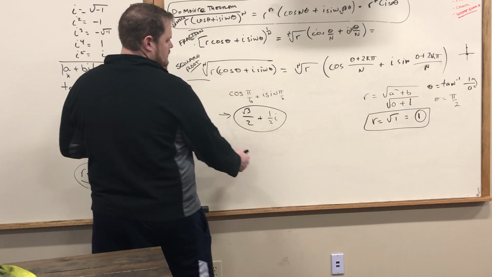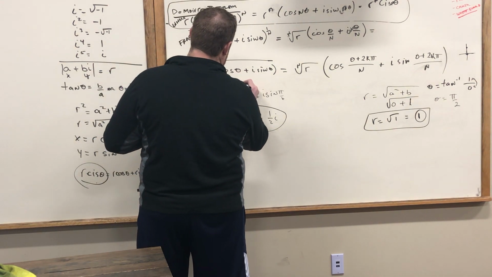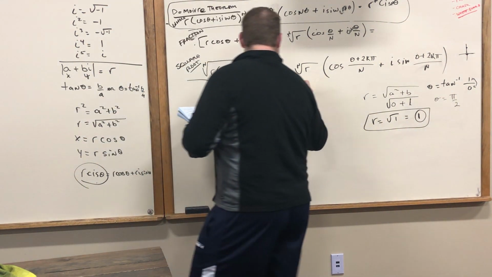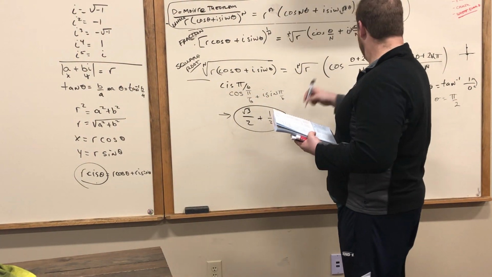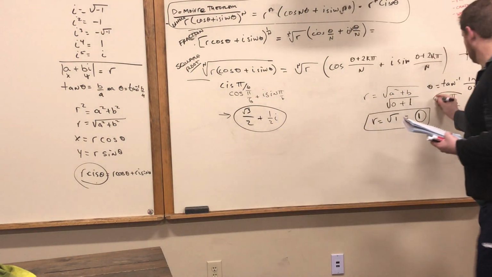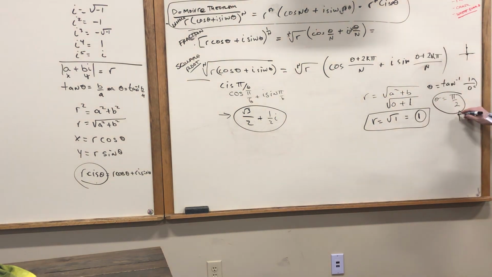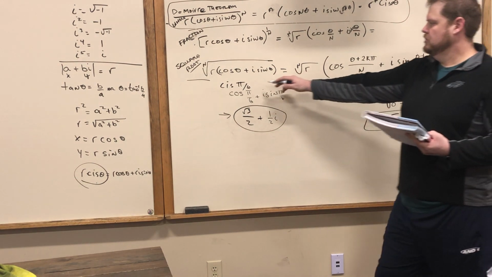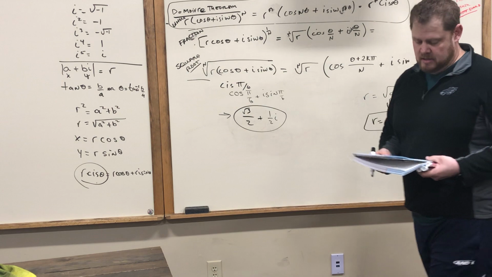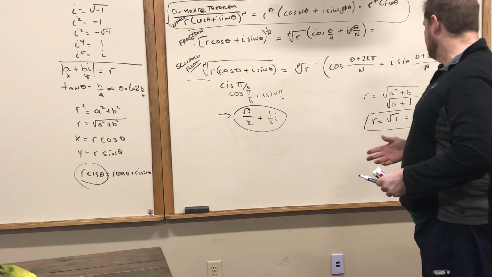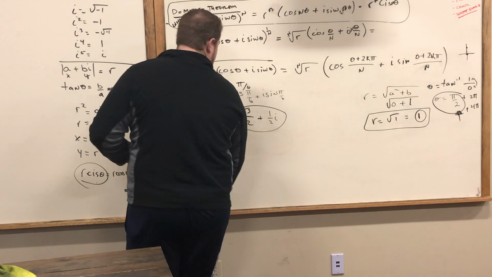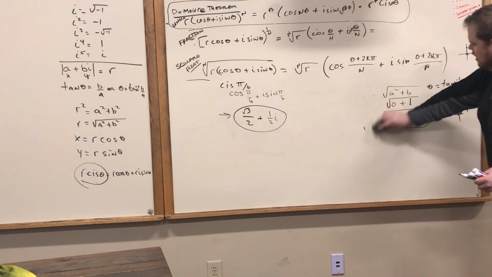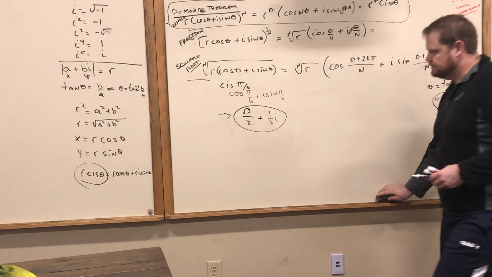So your first one was CIS pi over 6, right? For the next one you have to go back to the initial work, which is this one right here. You go back to your tangent, your theta that you solved for, and you're going to add 2 pi, and then you're going to add 4 pi, and plug it into your CIS equation. So this is a little bit more difficult kind of problem. I'm going to erase our r because we know it's 1.